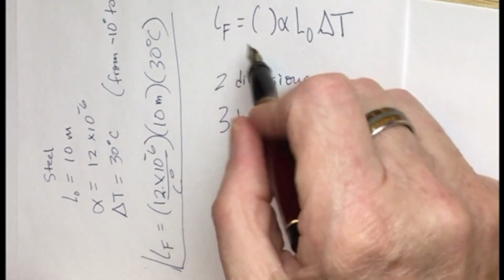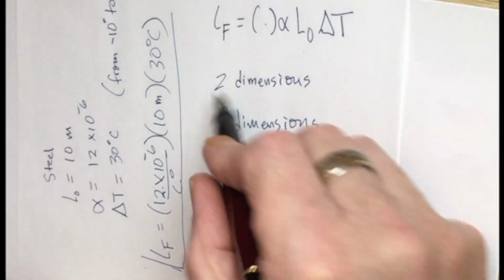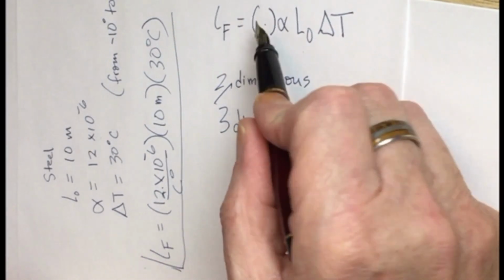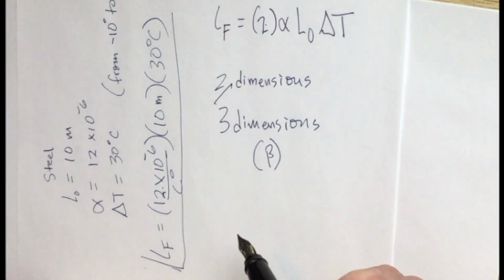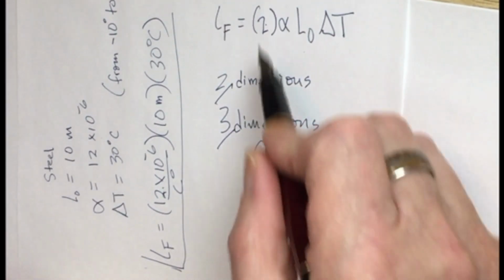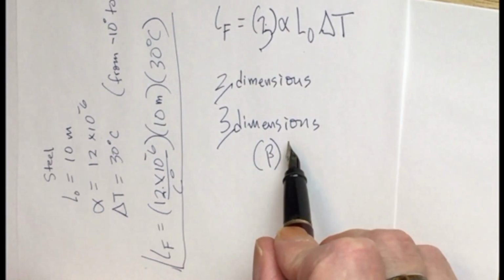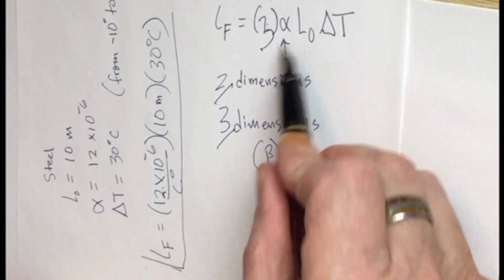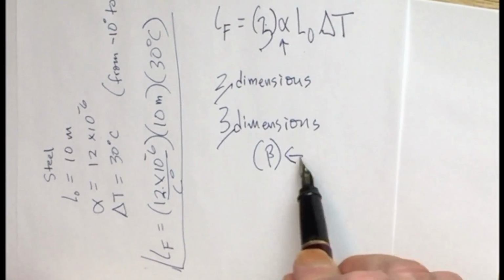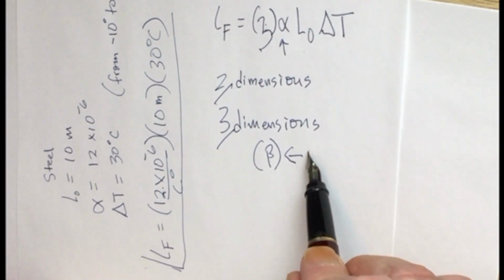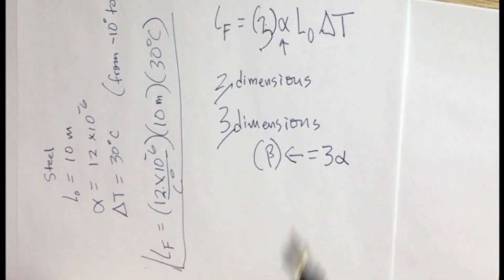However, there's a coefficient that goes right here. If it's in 2 dimensions, you put a 2 in here. If it's in 3 dimensions, you put a 3 there. Now, when you're dealing with 3 dimensions, instead of using this term alpha, we use the term beta, which is equal to 3 times alpha.